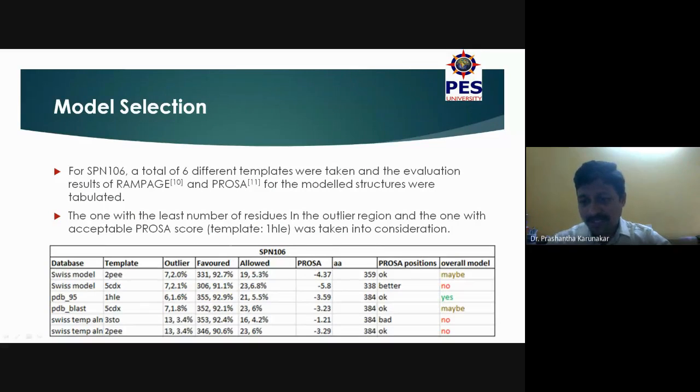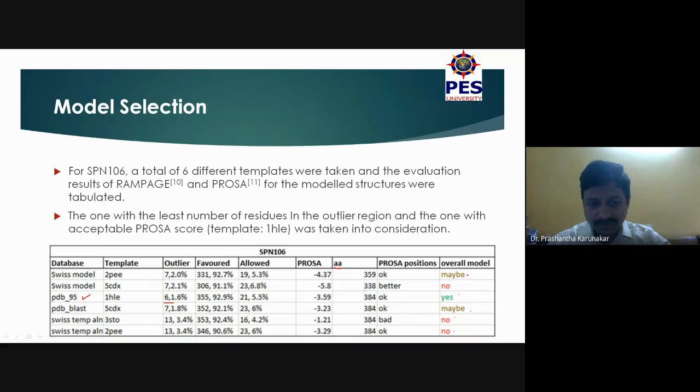So as I mentioned, we have used different models, different servers, and based on the Ramachandran plot, we have decided which one should be considered as a good one. This is just a representation for SPN 106. We also made a decision whether to consider it or not. Which one should we consider as a good model? So we looked into the outliers. The one with fewer residues in the outlier is 1HLE from the PDB95 database, 1HLE as a template having only 6 residues in the outlier, and we also checked how many residues it is covering, the amino acid coverage.